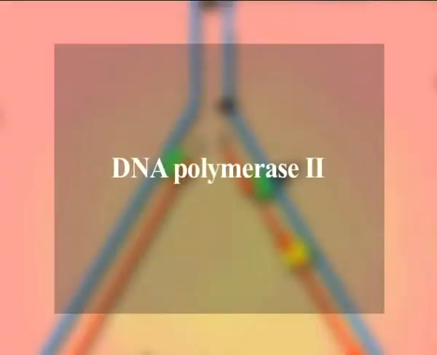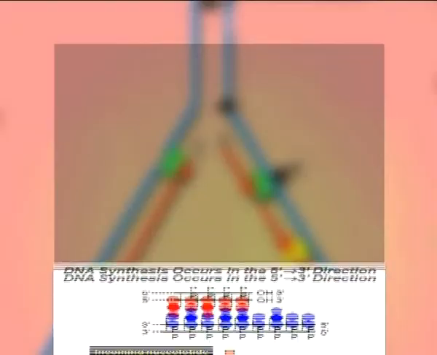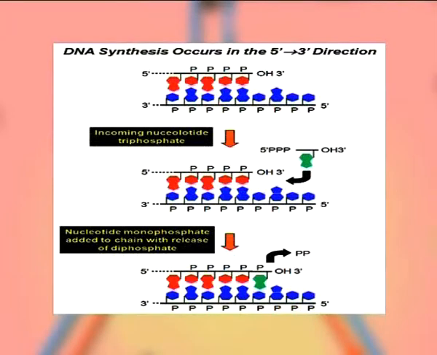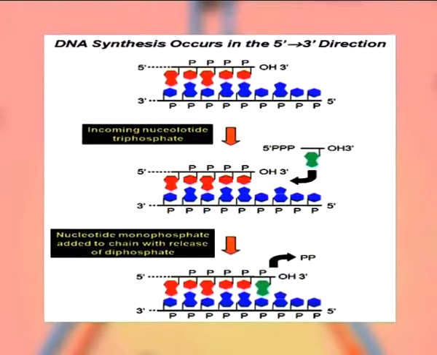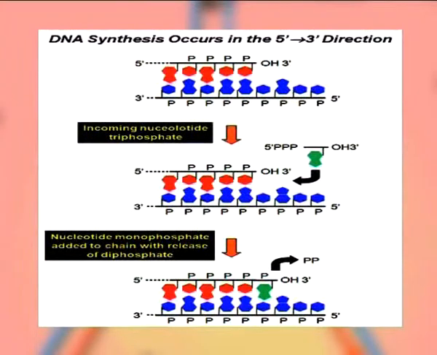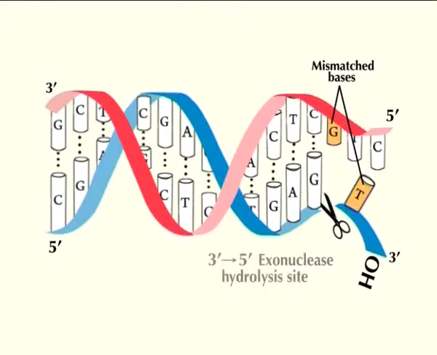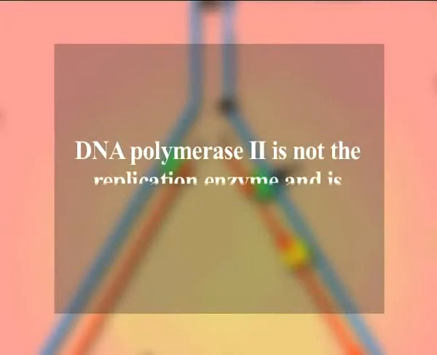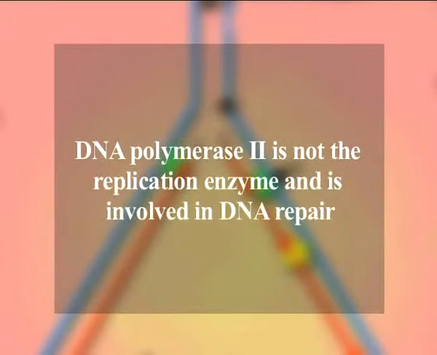DNA polymerase 2. DNA polymerase 2 resembles DNA polymerase 1 in its activity to bring about growth in 5' 3' direction using free 3' OH groups, but mainly uses duplexes with short gaps only. It cannot use nicked duplexes, although it has 3' 5' exonuclease activity. It lacks 5' 3' exonuclease activity. It is not the replication enzyme and is involved in DNA repair.